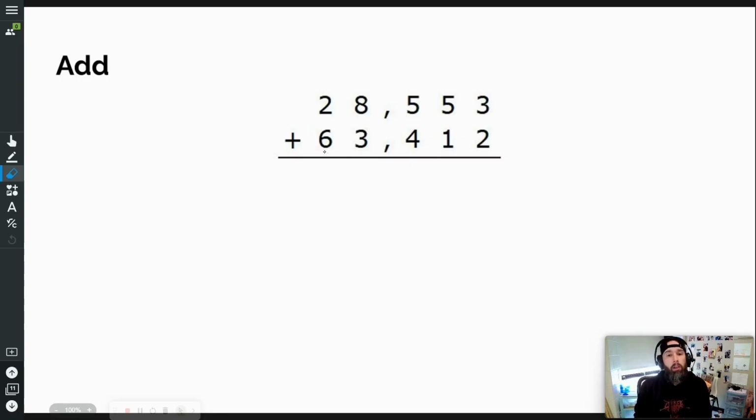28,553 plus 63,412. Go all the way to the right. 3 plus 2 is 5. Write it underneath the line. 5 plus 1 is 6. 5 plus 4 is 9. 8 plus 3 is 12. Right? I'm sorry, that was a close one. 8 plus 3 is 11. Write out your 1, carry the 1. 1 plus 2 is 3. 3 plus 6 is 9. Write out your comma. 91,965.